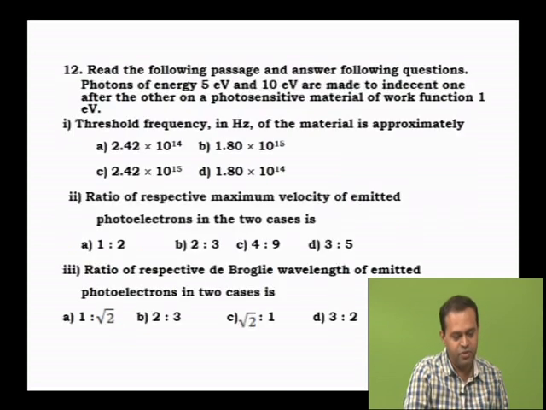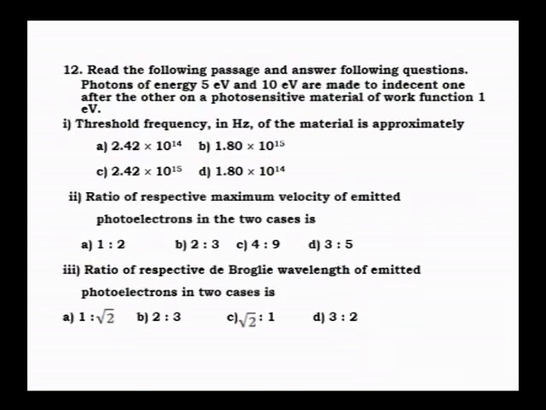Then question number 12. It is a passage based question. Generally, this type also comes. Read the following passage and answer the following questions. Photons of energy 5 and 10 are made to incident one after the other on a photosensitive material of work function 1 electron volt. The first one is you have to determine threshold frequency.